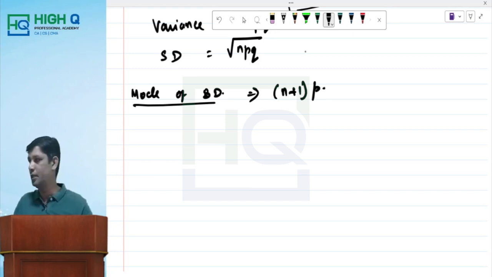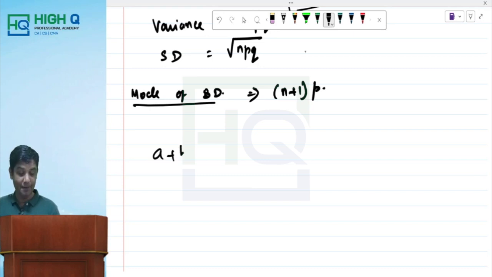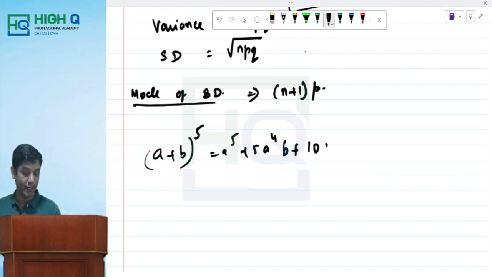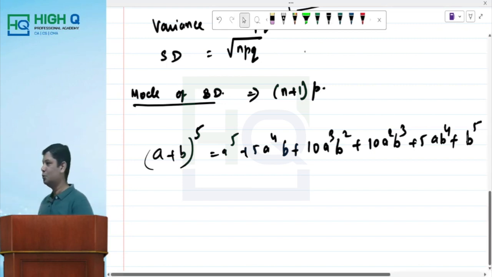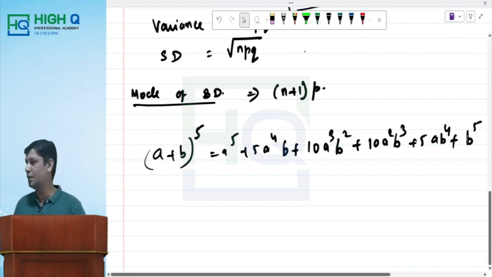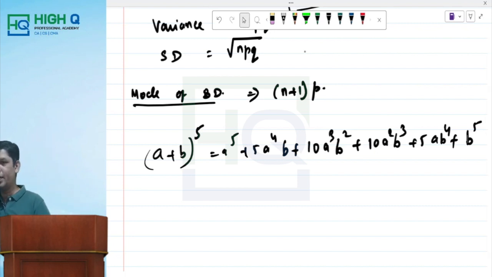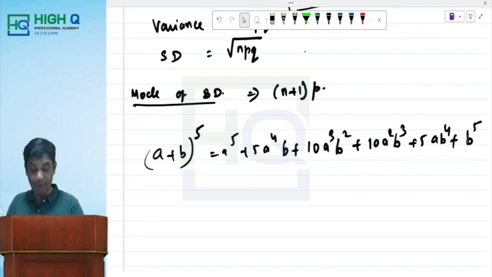It's a very simple formula. If you remember this formula, you can easily remember even a plus b whole power 10, a plus b whole power 20 also. It's a binomial distribution formula. Look at this: a plus b whole power 5 is a power 5 plus 5 a power 4 b plus 10 a cube b square plus 10 a square b cube plus 5 a b power 4 plus b power 5. As soon as I write it, you will say, sir, you remember the formula. I can tell you a plus b whole power 10 also, power 20 also. Even you can say that.